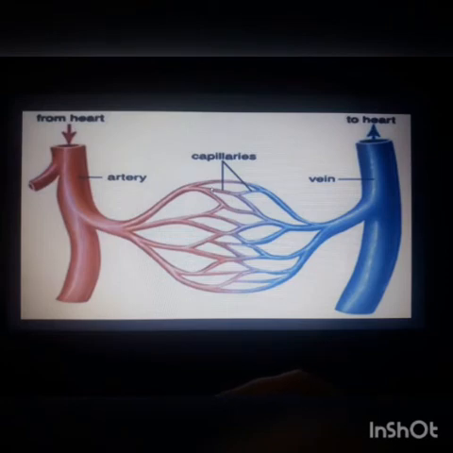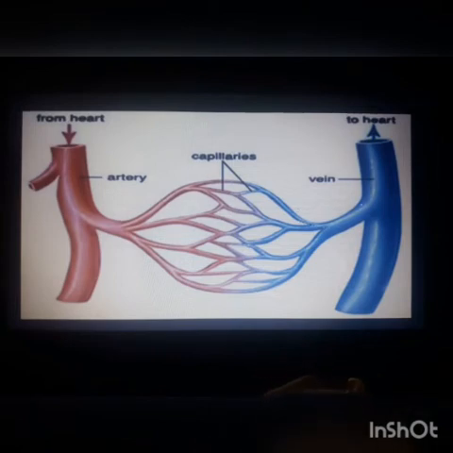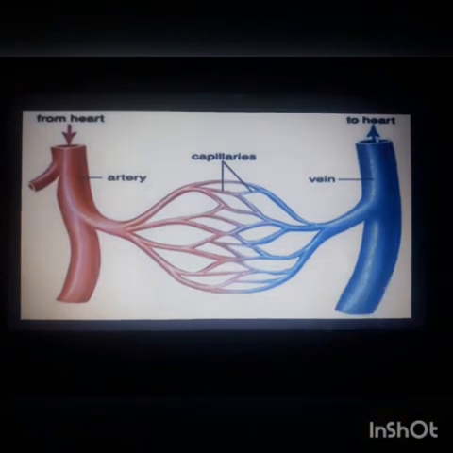They give the oxygen-rich blood to the cells, and from the other cells the waste substances are again taken up by the capillaries, and they rejoin to form a vein, and then the vein goes back to the heart for the purification of the blood.